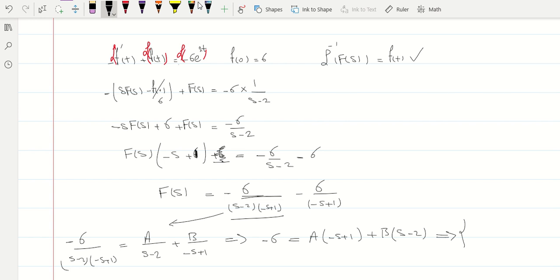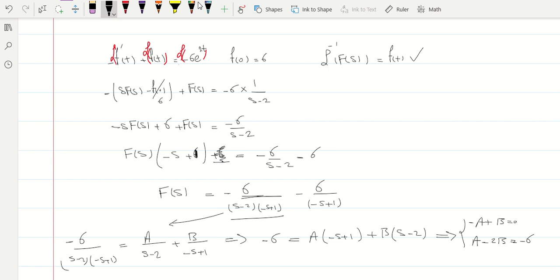What is the coefficient of s in here? It is minus A. And what is the coefficient of s in here? It is plus B, and the sum should be equal to 0. And also the summation of the constants on the right-hand side should be equal to minus 6. So that means A times 1, which is A, plus B times minus 2, which is minus 2B, should be equal to minus 6 as well. So I have two unknowns and two equations. I can easily solve for A and B.